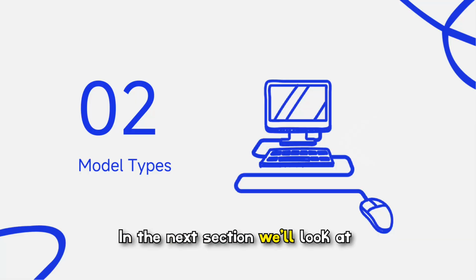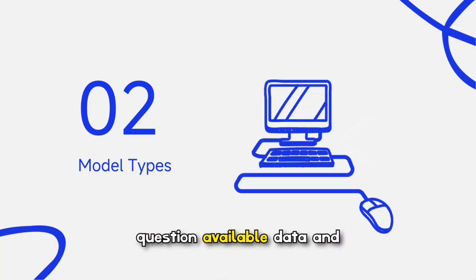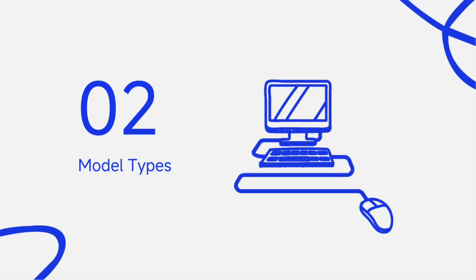In the next section, we'll look at model types, from mechanistic equations to agent-based and network approaches. Choosing the right model depends on your question, available data, and computational budget, so we'll compare strengths and trade-offs to help you pick a suitable framework for different biological problems.